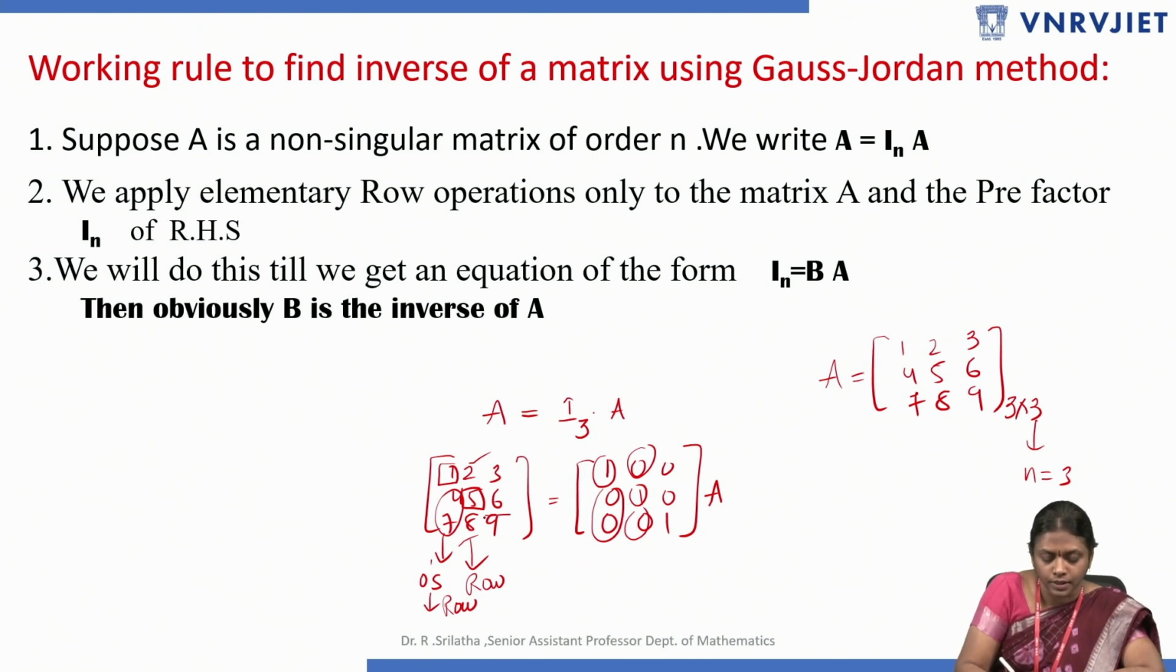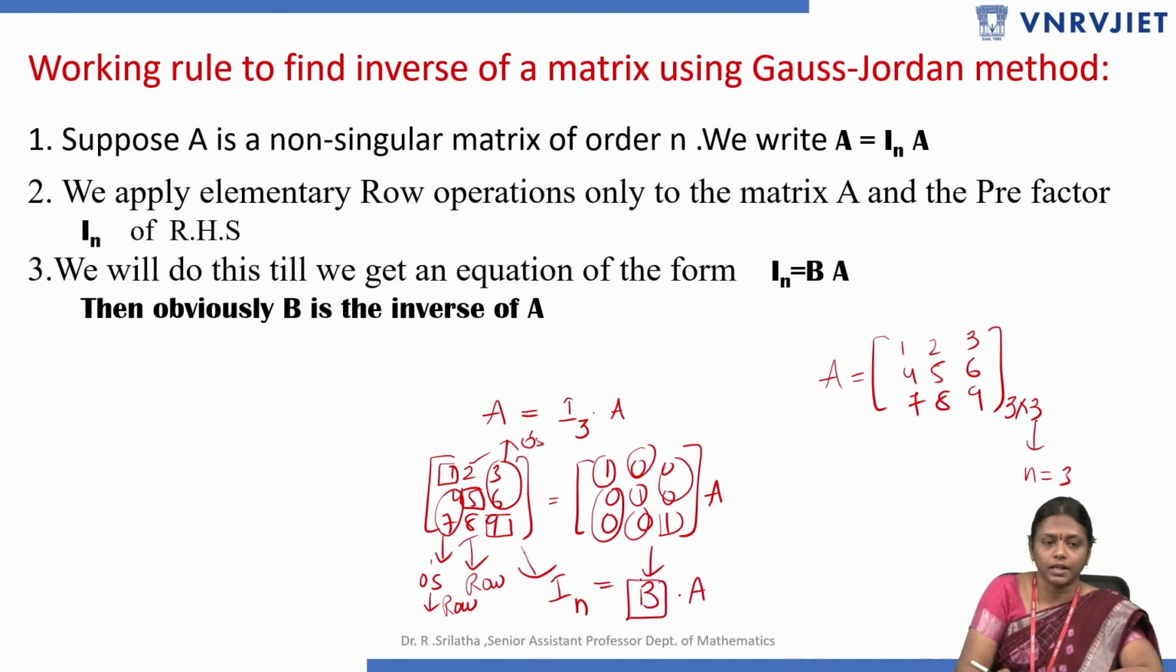The third step is, with the help of this element, I make all the elements above it equal to zero with row operations, and the same operations are implemented on the RHS. That is why we convert this matrix into the identity matrix of order n, and this matrix becomes capital B, multiplied with A. So this capital B is the inverse of the given matrix capital A.